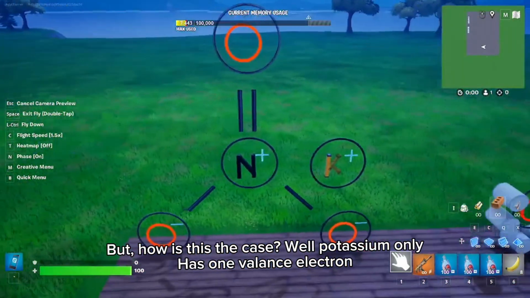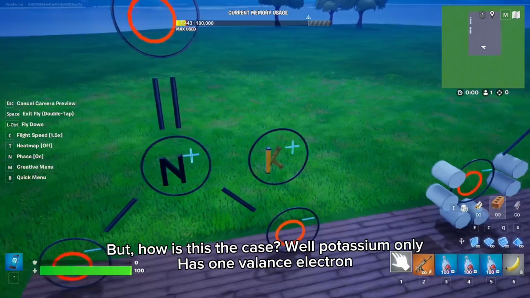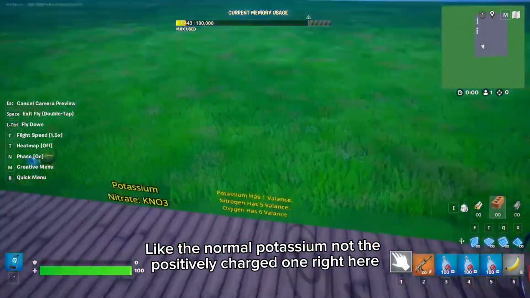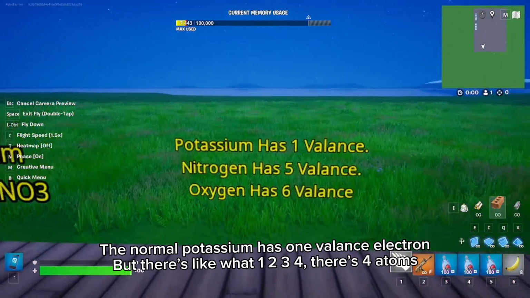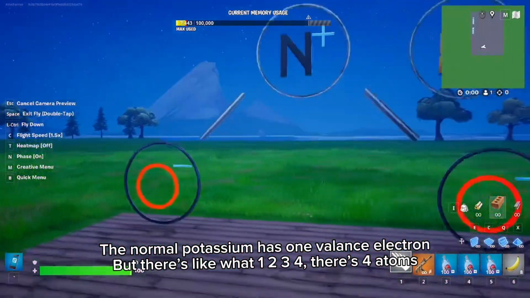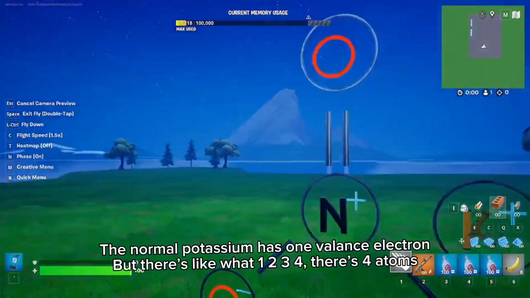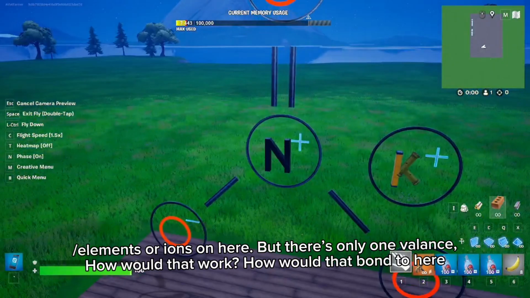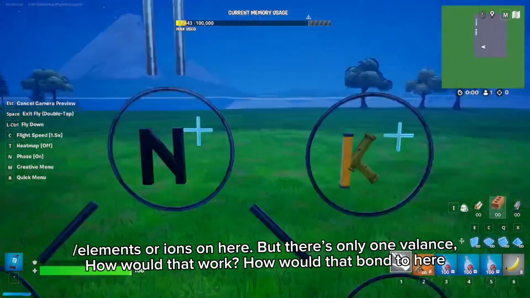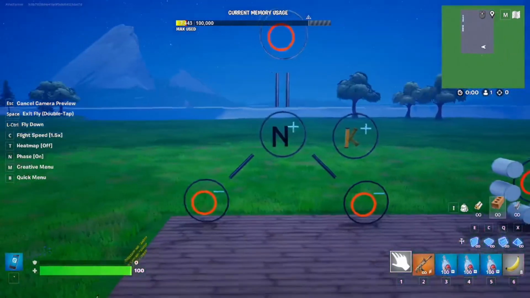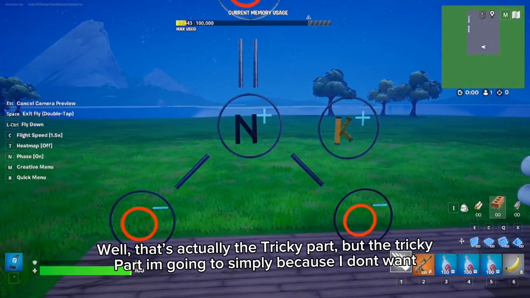But how is this the case? The potassium only has one valence electron, like the normal potassium, not the positively charged one right here. So normally potassium has one valence electron, but there's 1, 2, 3, 4 atoms, elements or ions on here, and there's only one valence. How would that work? How would that bond to here? So that's actually the tricky part.